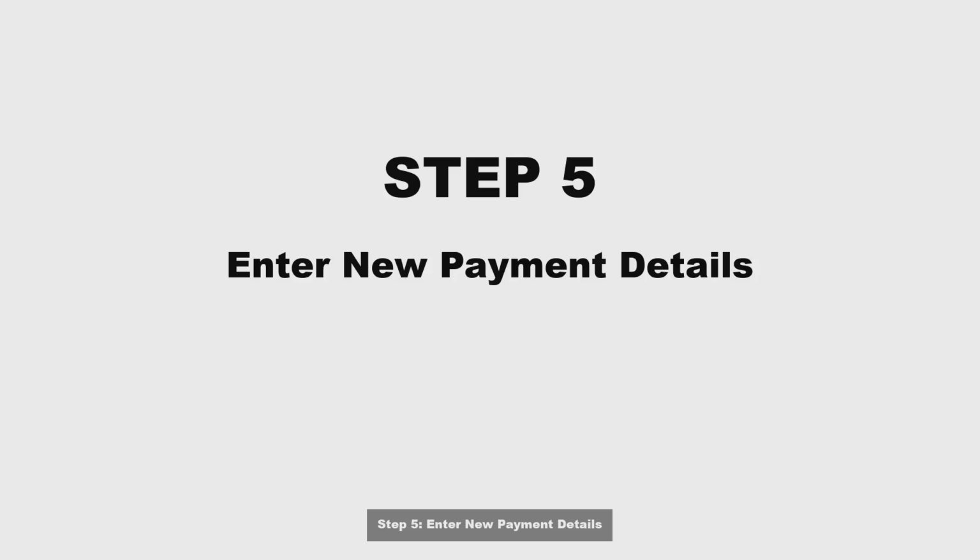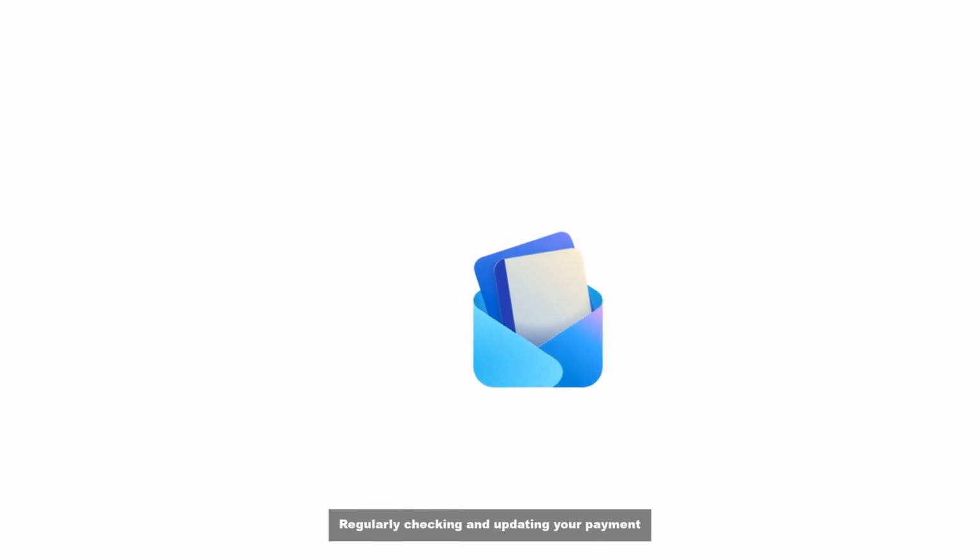Step 5. Enter new payment details. Follow the prompts to enter your new payment information. This may include credit card details or other payment methods. Once you have entered the information, make sure to save the changes. After completing these steps, your payment information will be updated successfully. Regularly checking and updating your payment details can help avoid any interruptions in service.